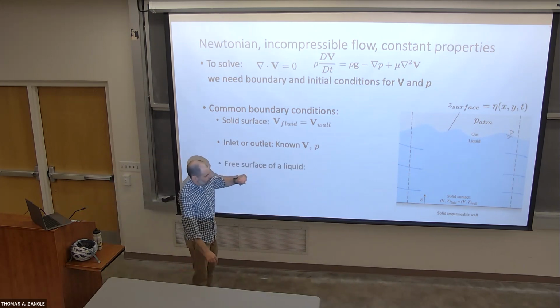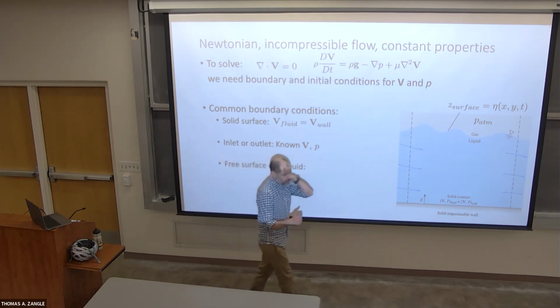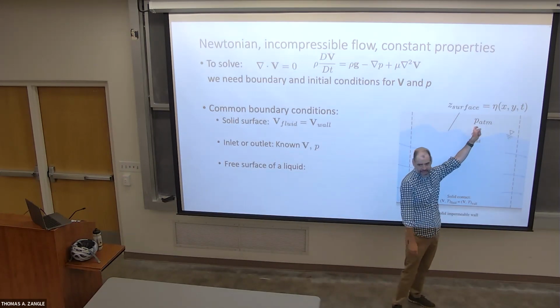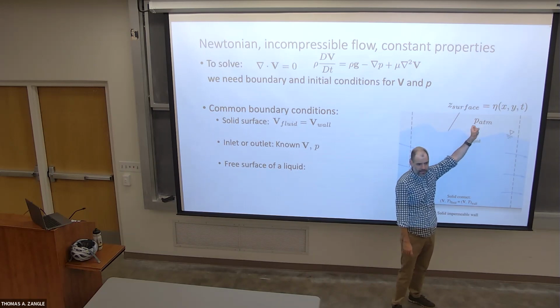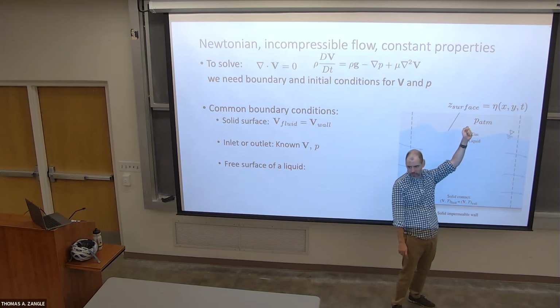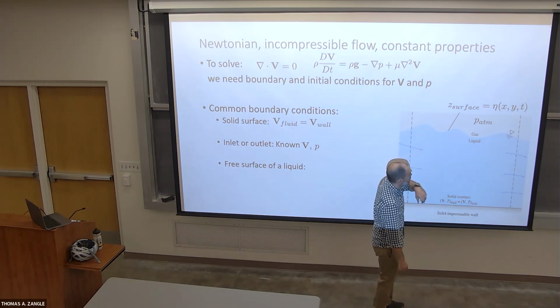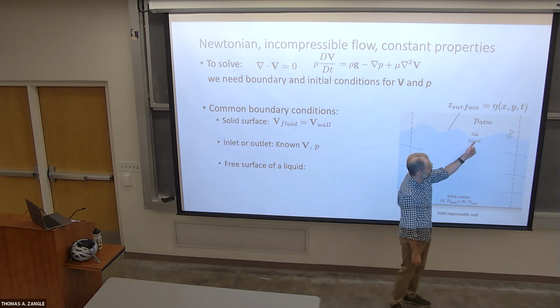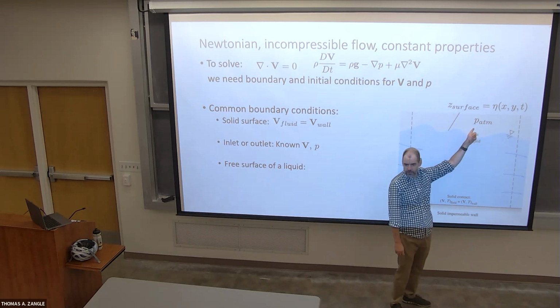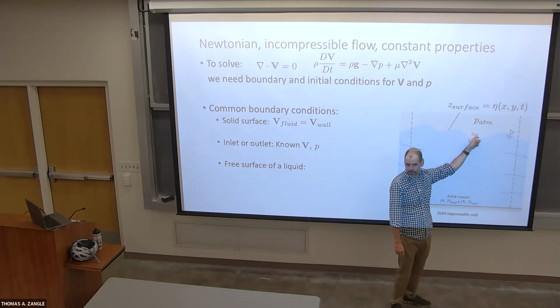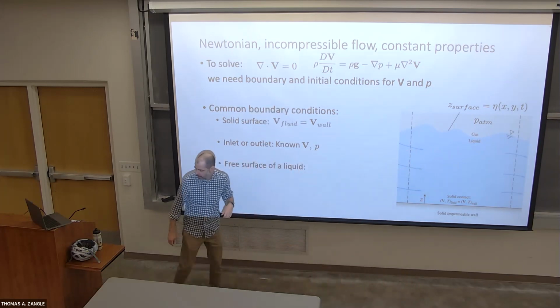Another important one is the free surface of a liquid. By free surface, I mean where the liquid interfaces with a gas. The real key concept here is that a gas typically has a much lower viscosity than a liquid. Air has a much lower viscosity than water. That implies that the gas does not put up much resistance to the liquid beneath it. So that gives us a boundary condition that we're going to use at a free surface.